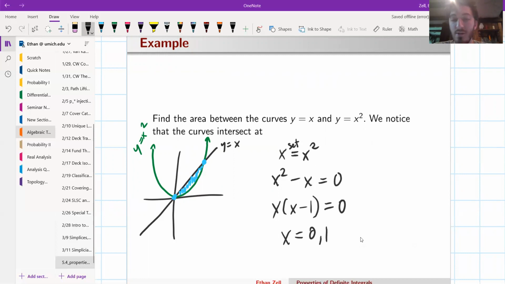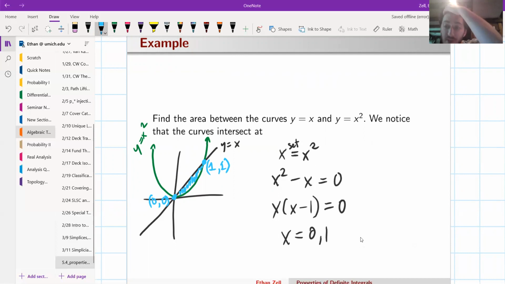Reading from left to right here, I noticed that this left blue point is where x is 0, and this right blue point is where x is 1. So if I want these in coordinates, it would be the coordinate (0, 0), the origin, and the coordinate (1, 1).